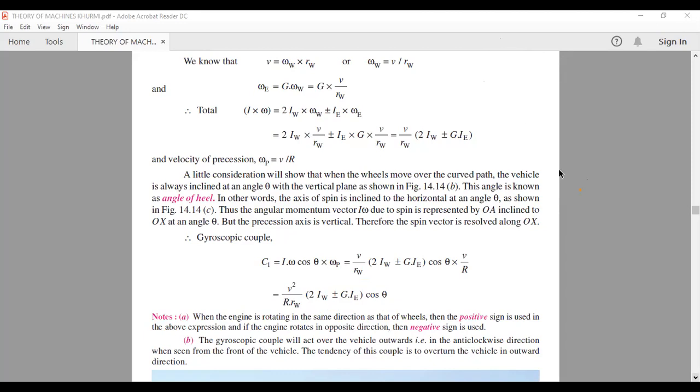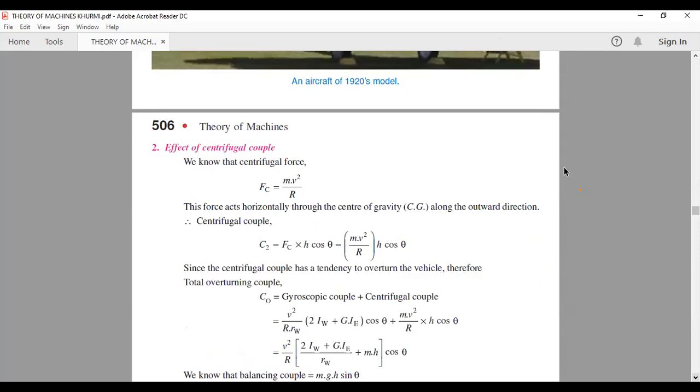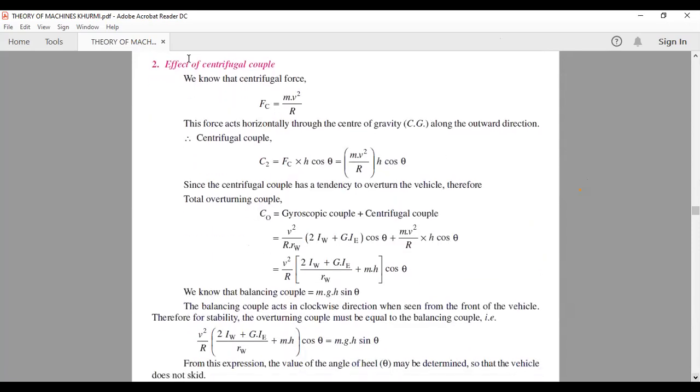Next, we have seen the effect of centrifugal couple. So first we are taking the centrifugal force, then the centrifugal couple, that is C2 is equal to Fc into H cos theta. Last one, total overturning couple, is defined as CO is equal to gyroscopic couple plus centrifugal couple.